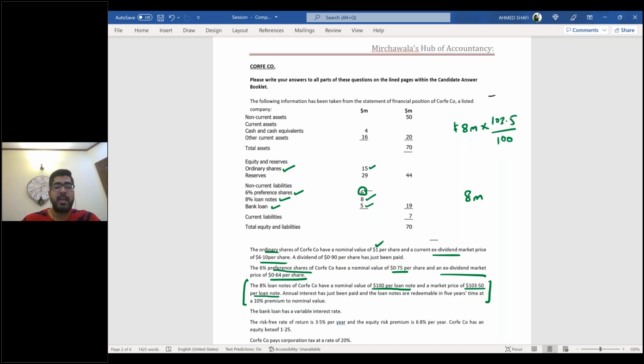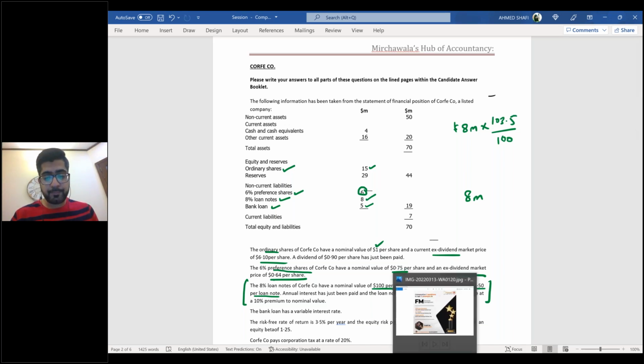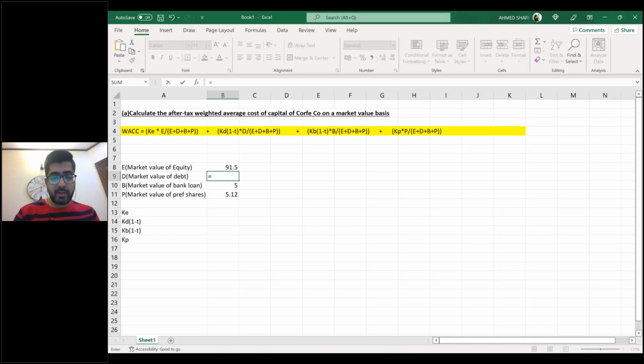Had it been written that they are trading at 105 per loan note, that means the 100 loan note is trading at 105, 5% extra. Had it been written that they are trading at a market price of 110, that means 10% extra. If it's written that it's trading at 90, that means the 100 loan note is trading at 90, 10% less, and we would have reduced by 10%. But this is trading at a market price of 103.5, 3.5% extra. So we will convert this 8 million into 3.5% extra: 8 million is the balance sheet value, trading at 103.5%.